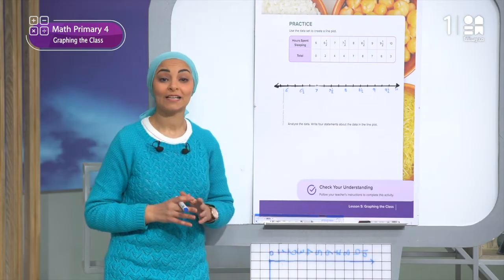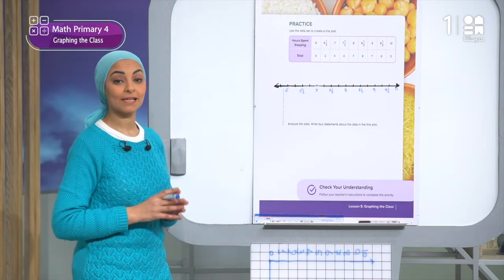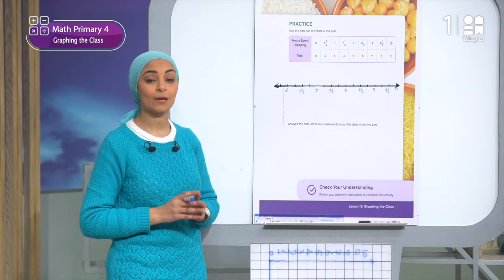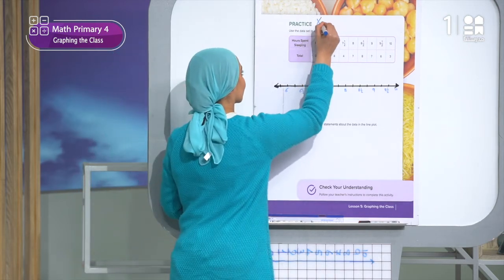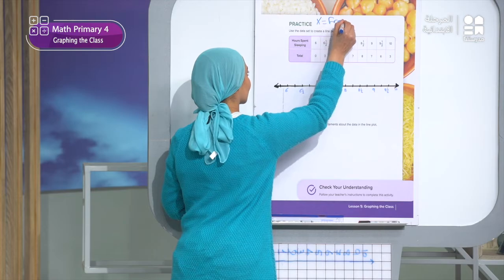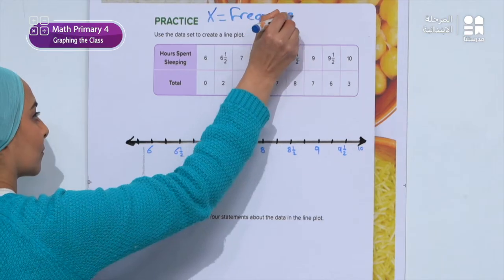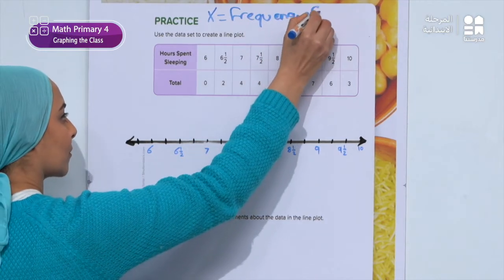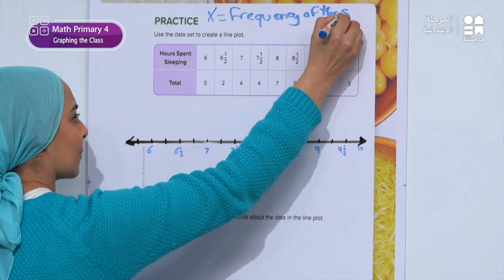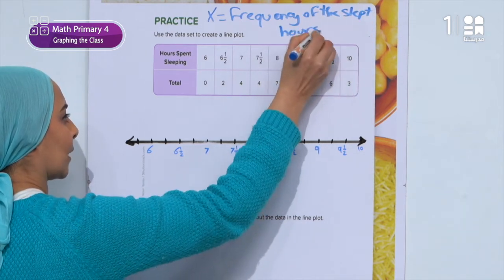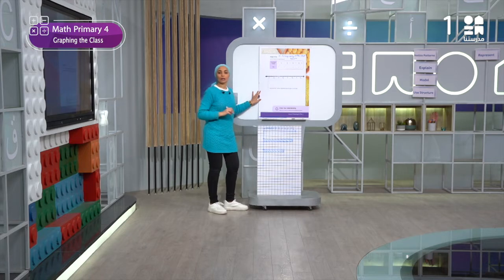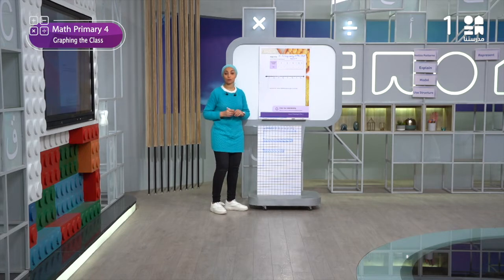وبعدين هنحدد الكي بتاعنا او الاكس. الاكس هنا represent the frequency of the slept hours. يبقى هكتب كده x equals frequency of the slept hours. وده الكي بتاعنا. اوكي. And now let's mark on the number line together.